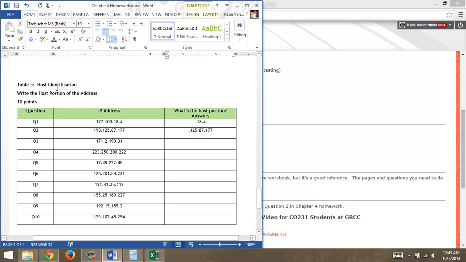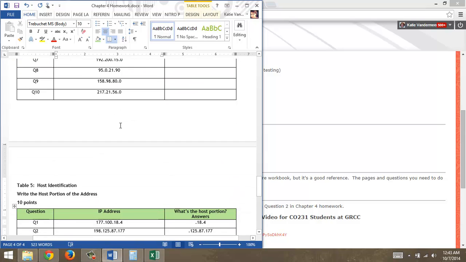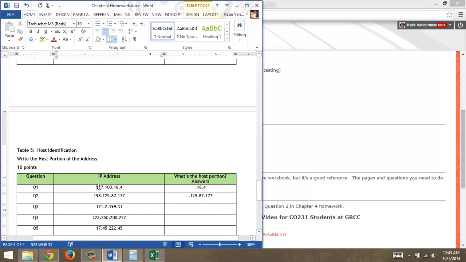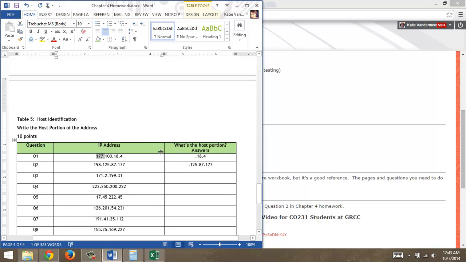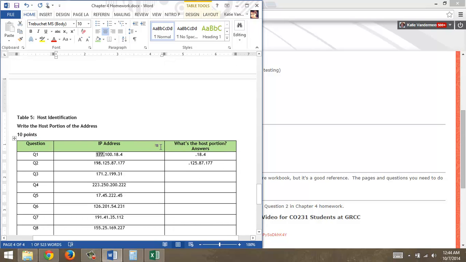Okay, table 5, host identification. This is the opposite part, and some of these IPs are the same. So for example, 177, again, the first thing that you have to do is identify that this is a Class B. And then from identifying that, the first 2 octets, unless subnetting is going on, which we're not going to do yet, are the network, the last 2 are the host. So I labeled it .18.4.